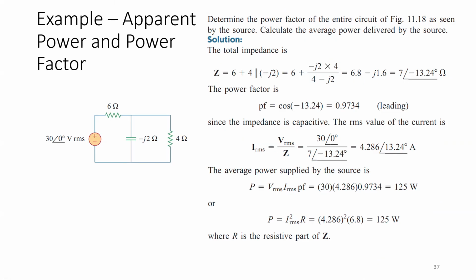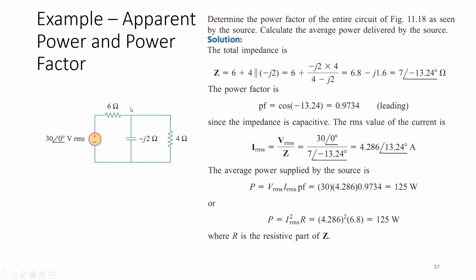And in the same way we can perform another example, where we need to determine the power factor of the entire circuit and calculate the average power delivered by the source. So here, in order to get the whole power factor, we need to calculate the net impedance, which would be the series combination of this parallel combination as well as this 6 ohm resistor. So first we need to find the parallel combination of 4 and minus j2, then add it to the 6 ohm.